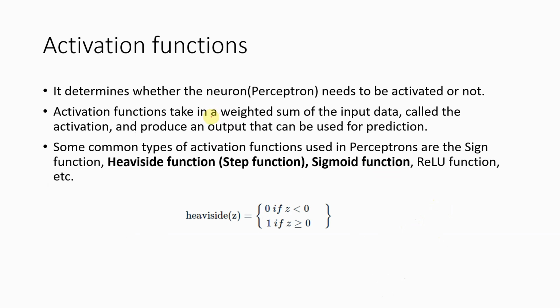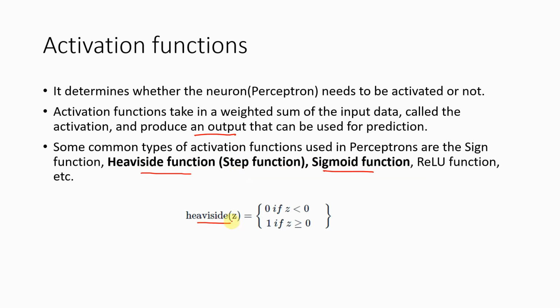Activation functions. Once the weighted sum has been calculated, the perceptron has to decide when to be activated. The weighted sums are collected and passed to the activation function, which will produce the output of the class label 0 or 1. There are various activation functions for the perceptron, that is the sign function, Heaviside or step function, sigmoid function, ReLU function, etc. Generally in the perceptron learning algorithm, we will use the Heaviside function or sigmoid function. Here we are going to consider the Heaviside or the step function.